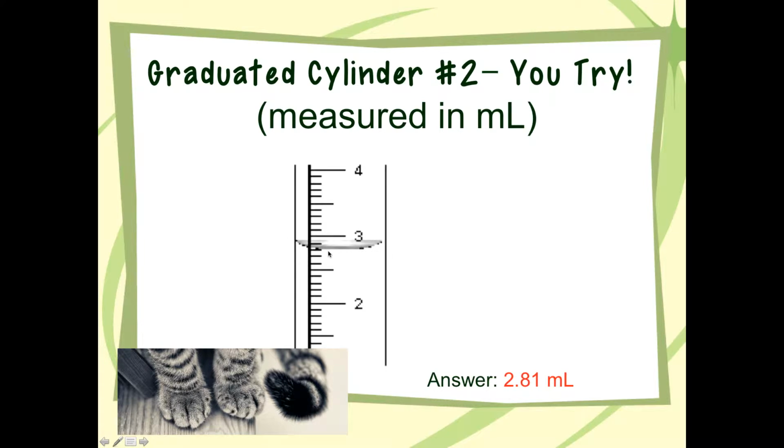So 2.81 would be our answer because it shows us that it's between the 2.8 and the 2.9, but just a little bit past the 2.8. So 2.81 would be the correct scientific measurement.